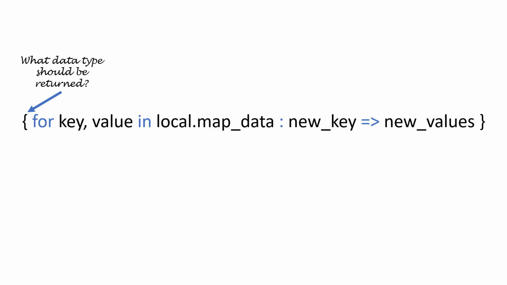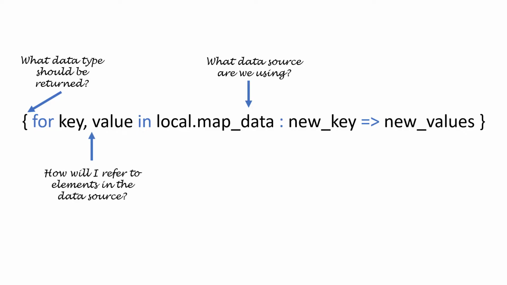The data source we're using is in the same position. After in, you tell it, where am I getting this data that you want me to use? And then you have to supply two values here to refer to the values inside your map. The first value will be the key. It doesn't have to be key. You can name this whatever you want, but that first value will be the key in the map. And the second value will be the value that corresponds to that key. So key comma value is a good way of doing it, but you can really name them whatever you want.